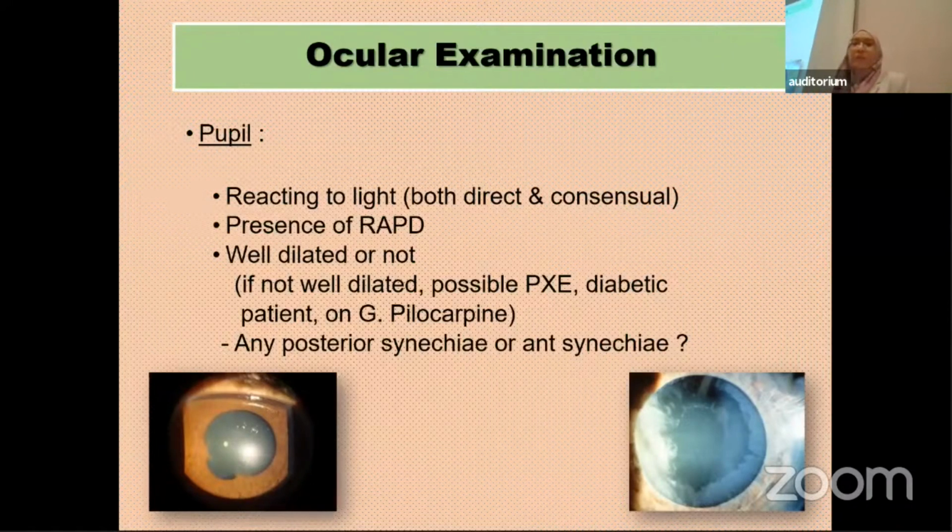And then whether the patient is on glaucoma medication, pilocarpine also, the pupil is not dilated as well. And commonly in diabetic patients, not so well dilated. And any presence of posterior synechiae or anterior synechiae might be due to previous uveitis.